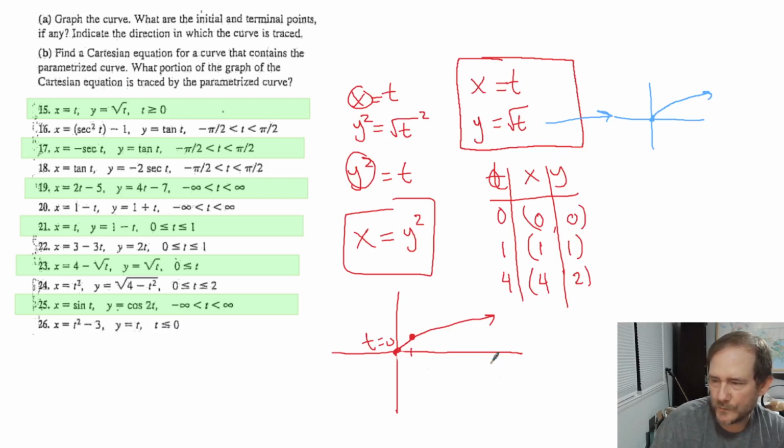So we're actually only getting the top half of a parabola, or just a radical function. Of course it's just a radical function. And it doesn't really matter whether we allowed t to be negative anyway, because if we let t be negative, we would have had imaginary outputs anyhow. So that's 15. And pretty obviously we're starting at the origin and growing this way. That's 15.